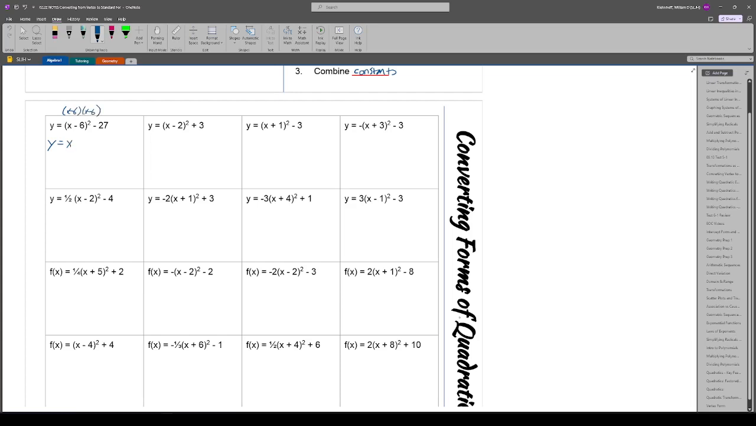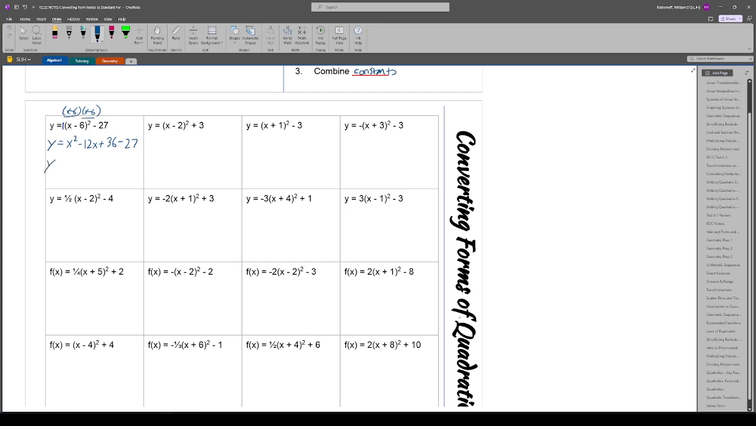So we get x squared. We get 2 minus 6x's, so we get minus 12x. And then we get negative 6 times negative 6 is plus 36. Then we have this minus 27. Notice that step 2 is not necessary here because our coefficient in front of the parentheses was a 1, so there's no need to distribute that. Once we distribute the exponent by squaring the binomial, we don't have any multiplier left to distribute.